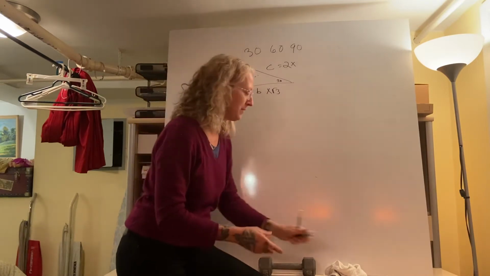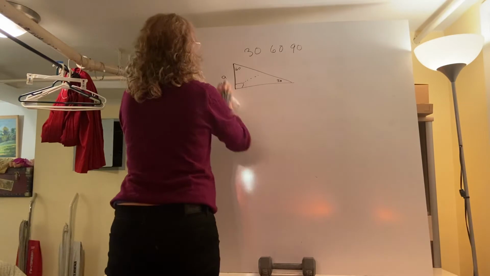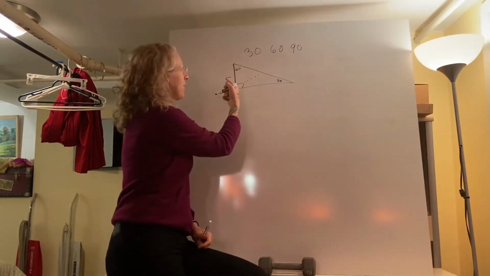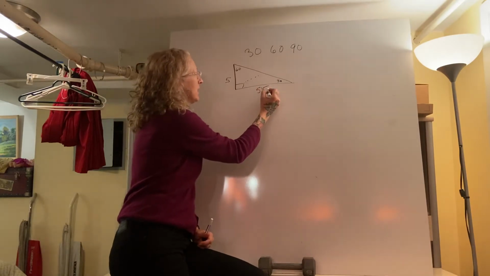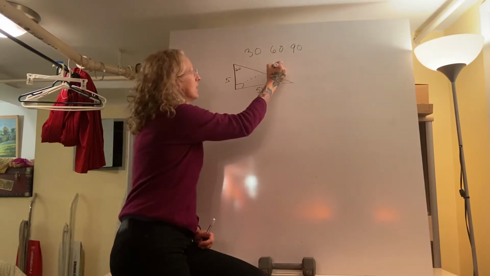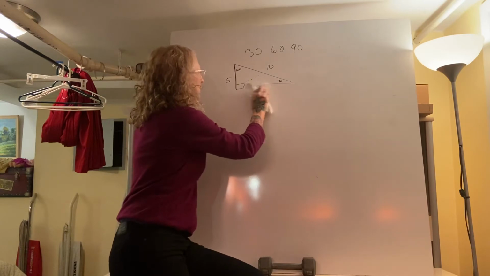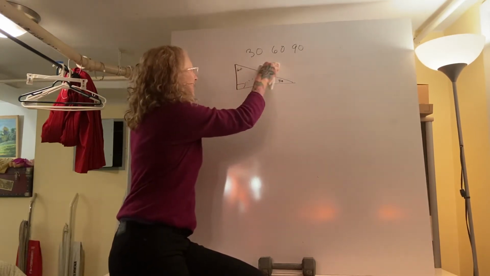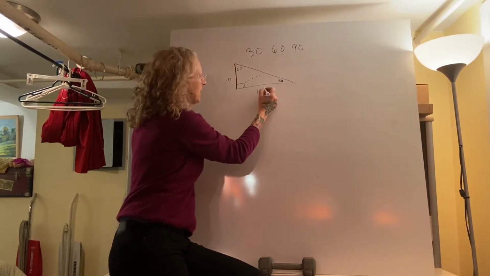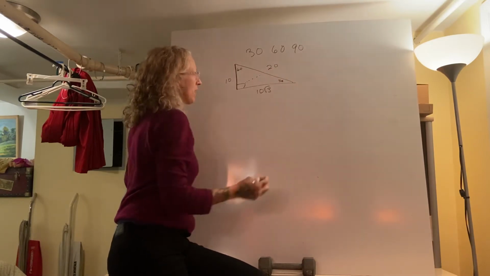So for example, if I am given that A is 5, right? 5 times the square root of 3 is going to be my B, and 5 times 2 is going to be my C. Okay, let's do another quick one. Let's say I'm given that A is 10. B becomes 10 square root of 3, and C becomes 2 times 10, which is 20, okay?